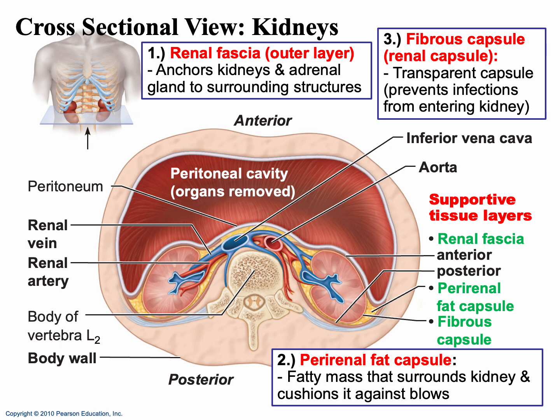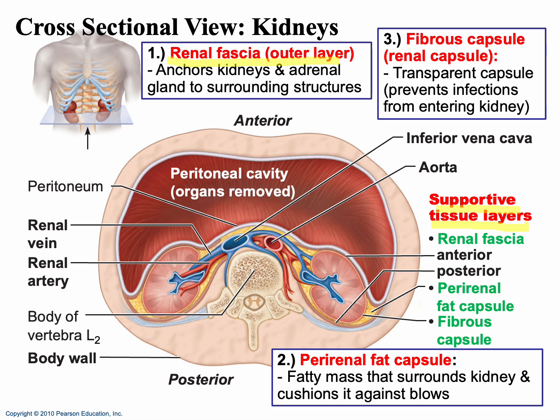All right, this view here is an overall cross-sectional view that we're looking down at the kidneys. And around the kidneys, you have several different supportive tissue layers. And we can see the big three here. So the outermost layer of protection around the kidneys is known as the renal fascia. The renal fascia will anchor the kidneys in place and the adrenal gland to surrounding structures. So that's the outermost supportive tissue layer.